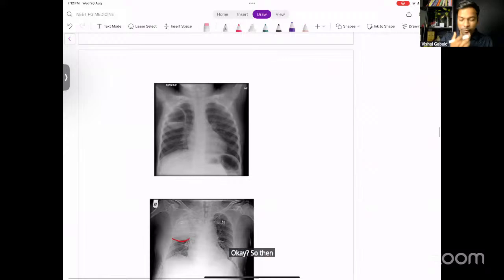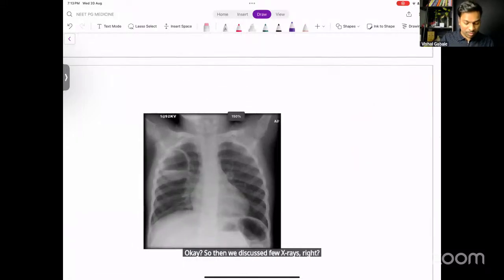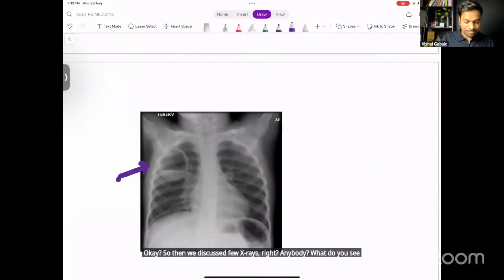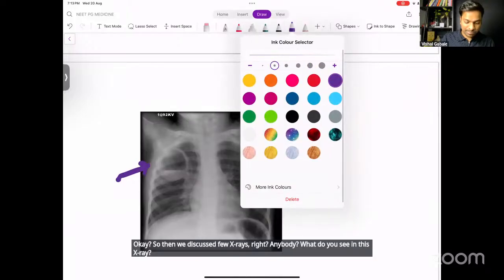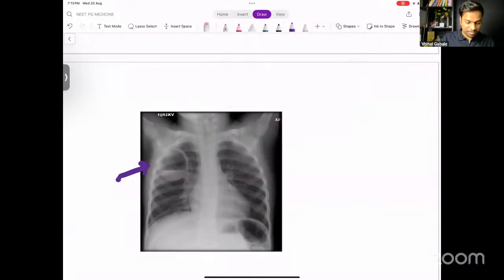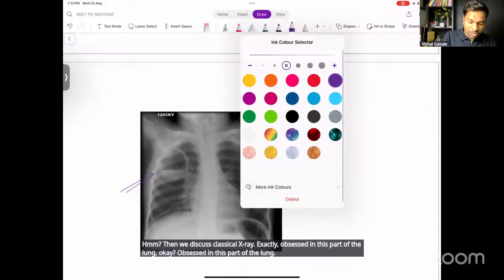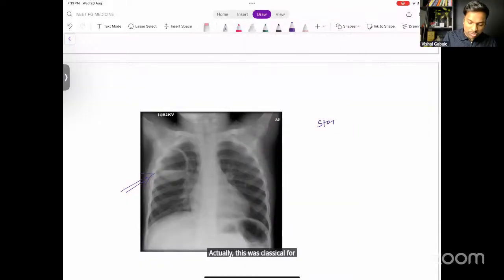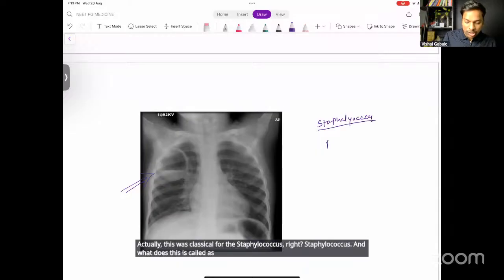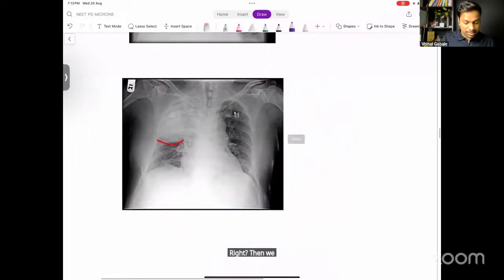Then we discussed a few X-rays. Anybody, what do you see in this X-ray? Then we discussed a classical X-ray. Exactly, abscess in this part of the lung. Actually, this was classical for Staphylococcus. And what is this called? This is called a pneumatocele.